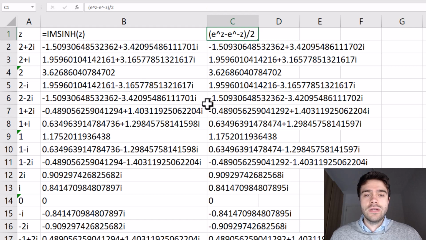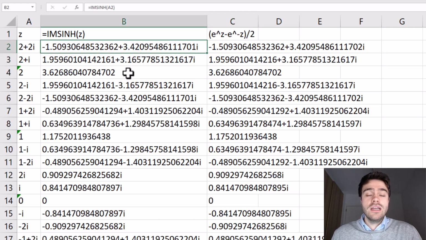Now, of course, whenever you need to calculate the hyperbolic sine function of a complex number, it's highly recommended to use the IMSINH function.